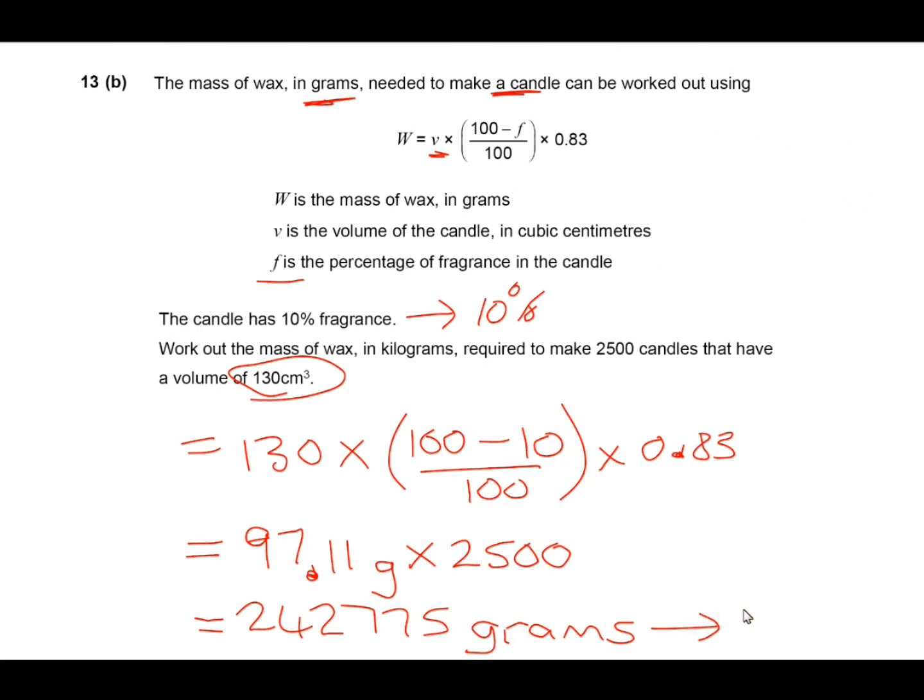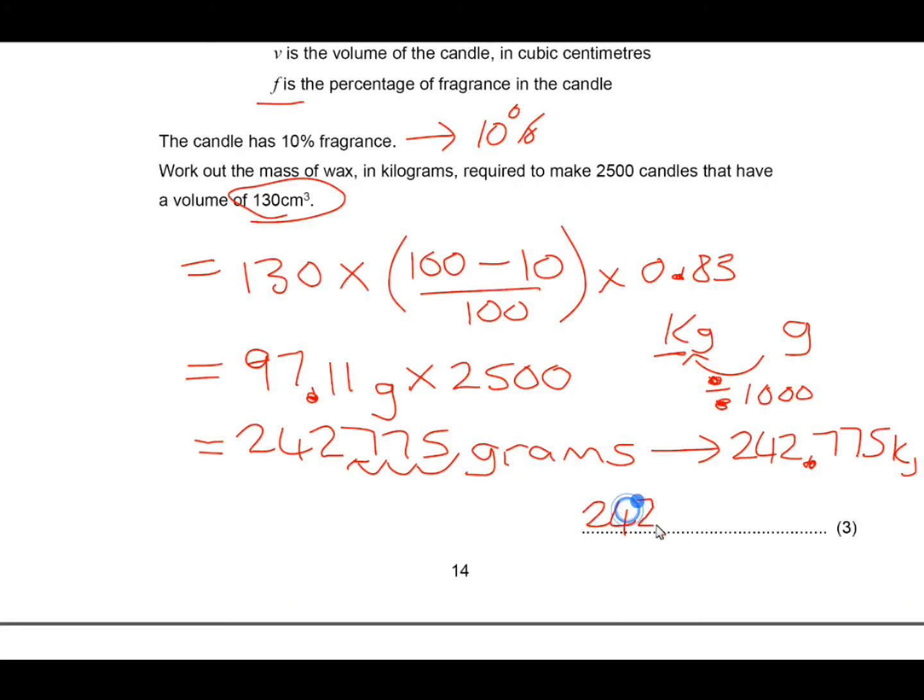We needed to convert it into kilograms, so we know going from grams to kilograms is small to big, we divide, and kilo means 1,000. So divide this by 1,000, do it on your calculators, don't take any chances, and you end up with 242.775 kilograms. So 242.775, and it's kilograms.